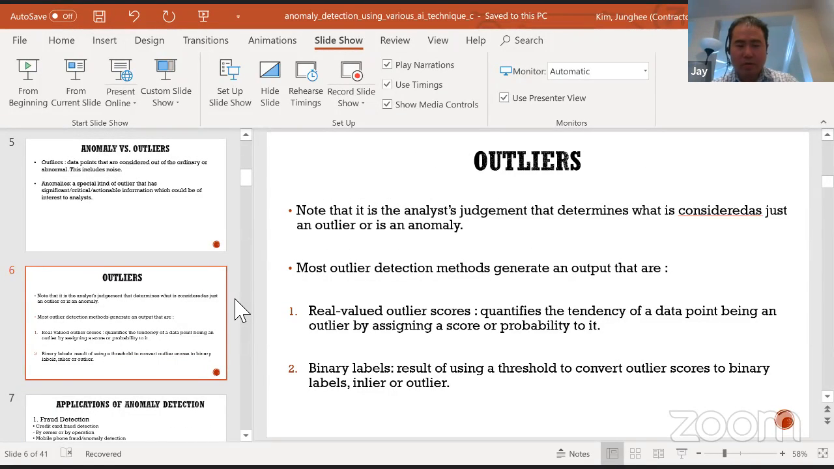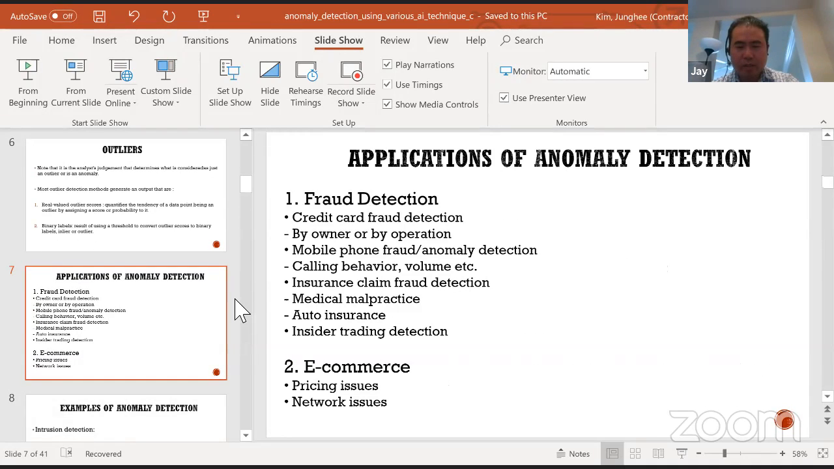So more specifically about outliers. Most outliers can be scored. We can score them with statistics and also some probabilities, and there are many ways of scoring. Then we can also label the outlier as labels. We'll talk about that later with more examples.